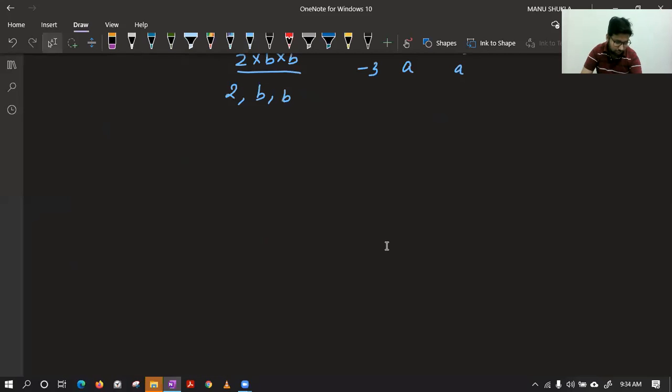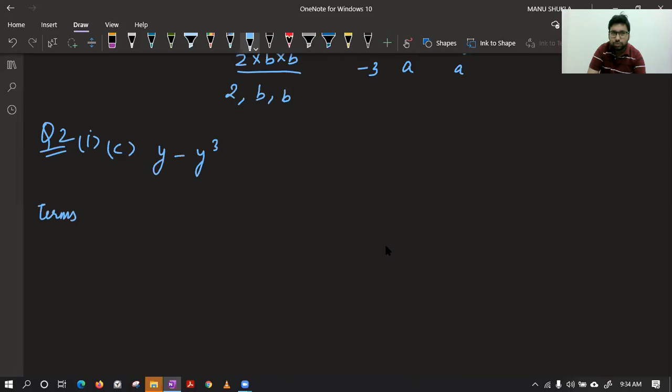Please explain C part. But C part of which question? Question first part only, na? Let us see. Question number 2, first part in that C option. y minus y cube. Again, we have to understand there are two terms. Okay, Mokshita, I will take that. Don't worry. So we have two terms. Again, we will first write the terms. Terms are y and minus y cube.